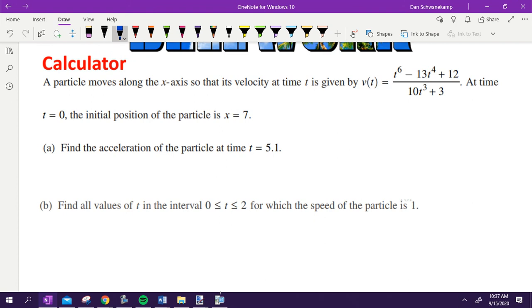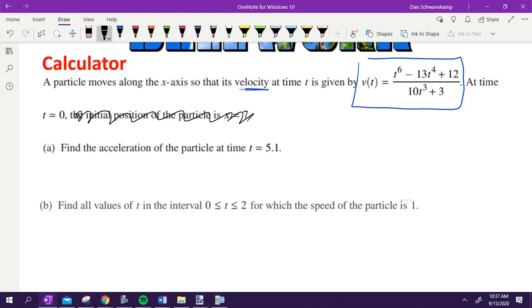It says a particle moves along the x-axis so that its velocity is given by this equation right here. At the time t equals 0, the initial position of the particle is 7. This phrase right here, the initial particle, that doesn't really apply to us yet. That is something we will use a lot when we get into January, but we're not ready for it yet. So for right now, that just doesn't really do anything.